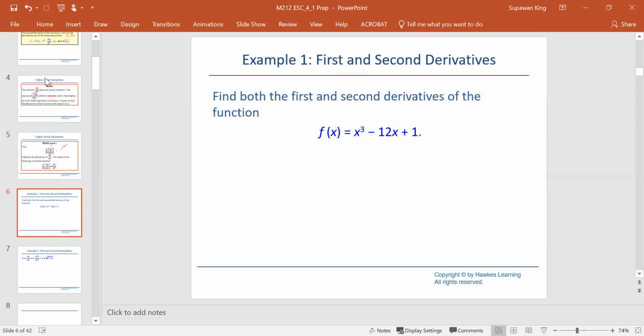Example 1. Find both the first and the second derivative of the function. The first derivative is f prime of x. The second derivative is f double prime of x. As f of x equals x to the third minus 12x plus 1, the first derivative, or f prime of x, equals 3x squared minus 12 from applying the power rule. The second derivative, f double prime, is 6x.